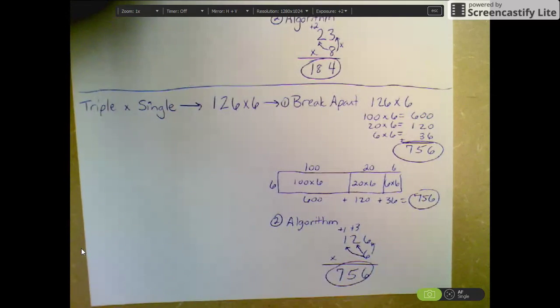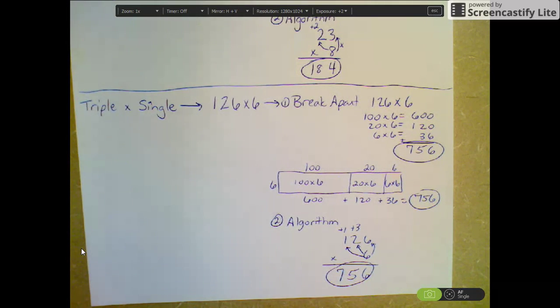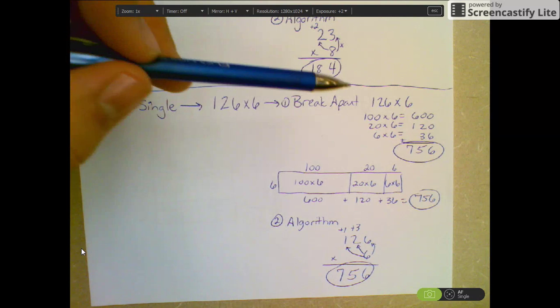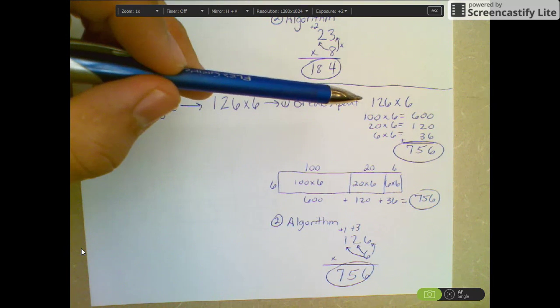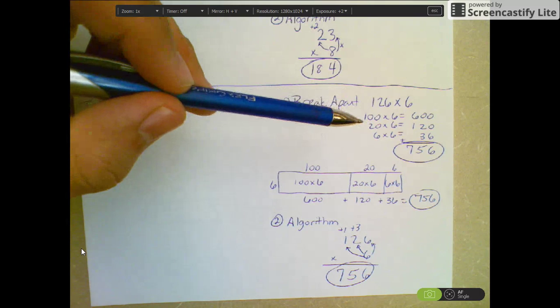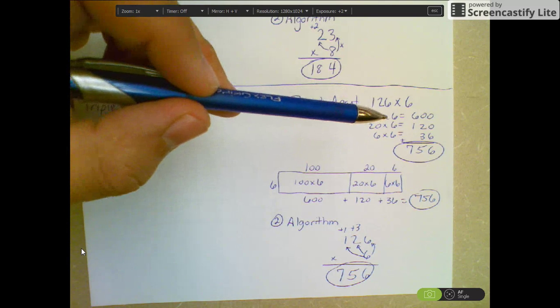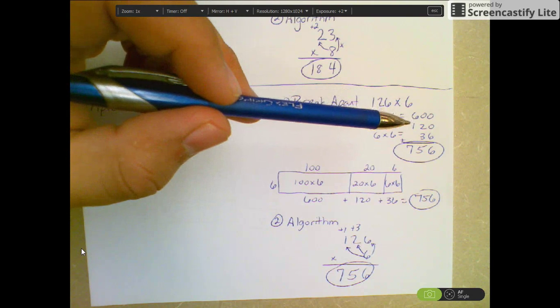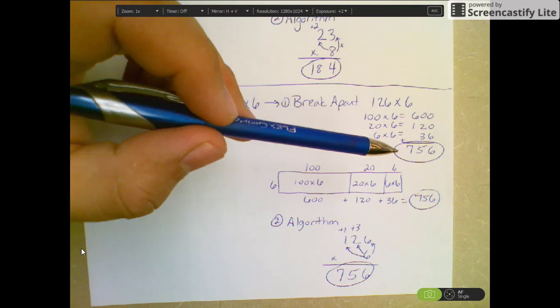Moving on to the triple times single, it's the same strategies here: the breaking apart, the area model, and the algorithm. Here you can see 126 we broke down into 100, 20, and 6. We're multiplying it by the number 6, which stays the same. Once again, our answers over here, we add up and we get 756.